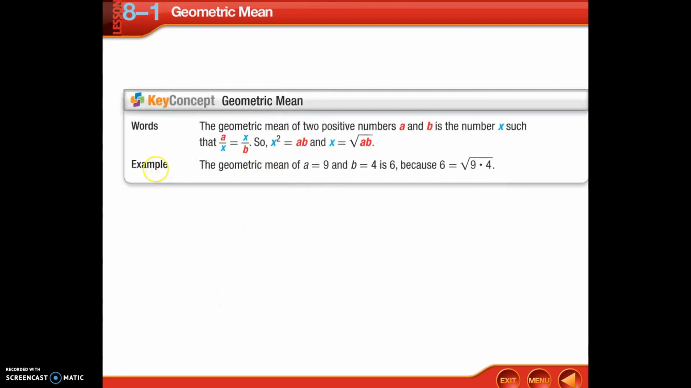So here is where we get our proportion. The geometric mean between two numbers, the number in between the two numbers in a sequence, is a over that number equals x over that number. And what we see then when we cross multiply, we get this. And to find x, then we have to square root both sides. So geometric mean is the two numbers multiplied and the square root of them.